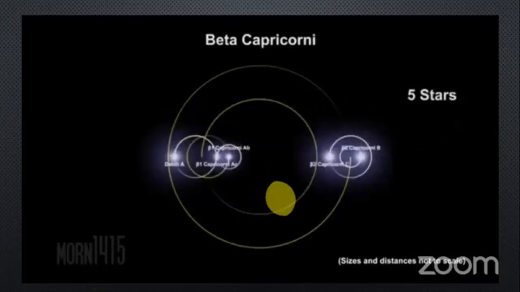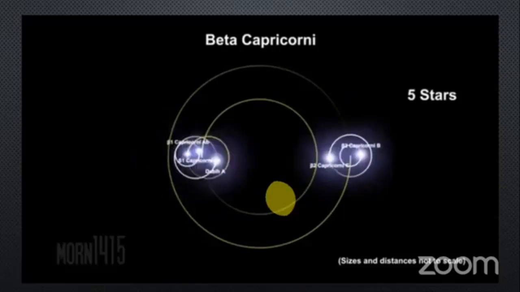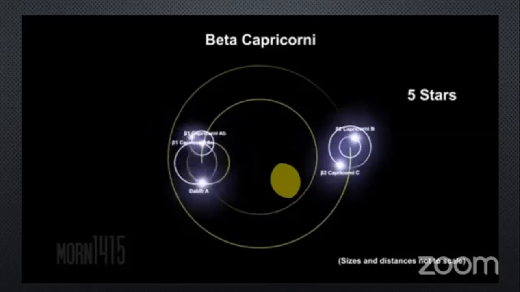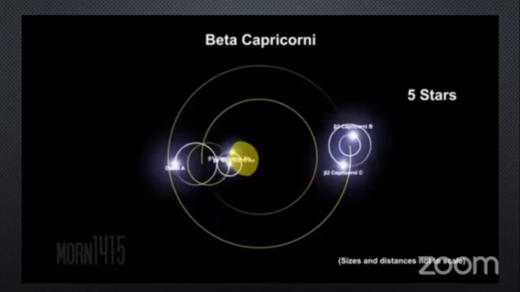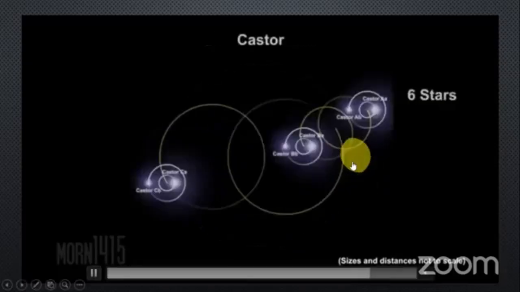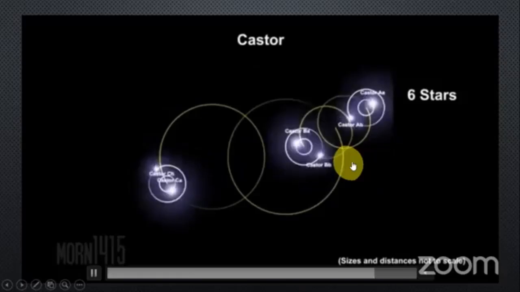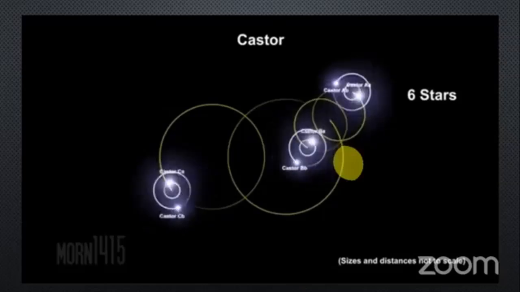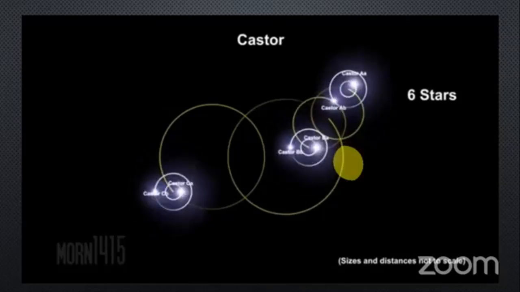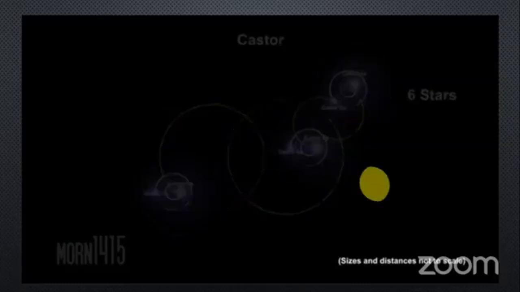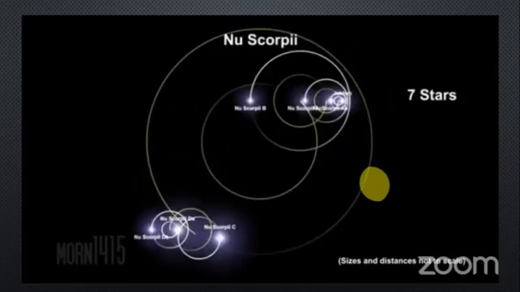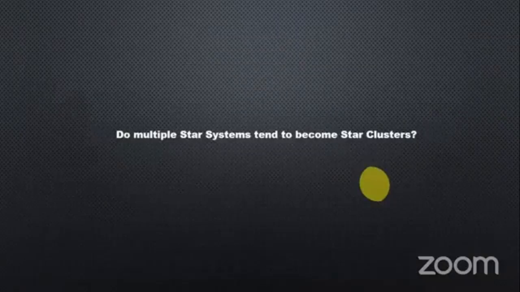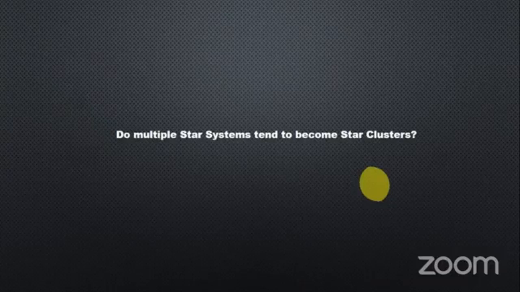So we have 5 star systems, Beta Capricorni. This is a 5 star system, 3 stars here and 2 stars here. Then we have 6 star systems. This is where things become very, very crazy. Star systems that are 6 in number are not usually very stable. Over a very short period of time, they tend to disintegrate. Then we have 7, we have 8, more and more arrangements. Like I said, as the number of stars increases, you have n-body star systems.